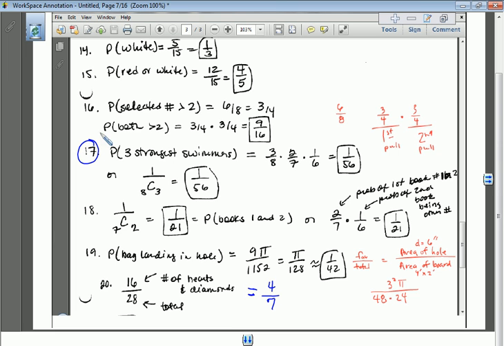Okay, number 17 says a coach randomly selects 3 swimmers from a team of 8 to swim in a heat. What is the probability that she will choose the 3 strongest swimmers? Okay, so we're choosing 3 out of the 8. And we want the 3 strongest. So if there's 3 strongest for that first one, what is our chance of pulling one of those 3? 3 out of 8. Then we pulled the strongest. And we pulled 1. So then it is 2 out of 7. Then 1 out of 6. Does that make sense?